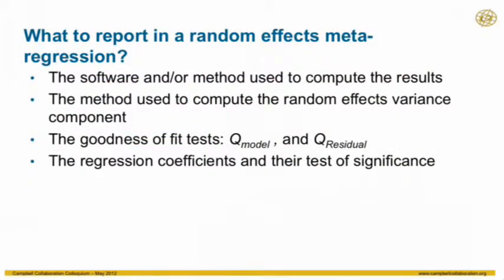All right, so here are things to make sure that we report in a random effects meta-regression. We want to know the software that you used and the methods used to compute the results. That's important because we want to make sure we weren't just a little too eager to get our results and forgot to clean up our standard errors if we just ran everything in SPSS really quickly. We want to make sure that we've made all the appropriate adjustments there. Also the methods used to compute the random effects variance component; there are options there. We used method of moments, could use maximum likelihood, restricted maximum likelihood. The goodness of fit statistics, the Q sub M and Q sub R, we want to know those things and whether or not they're statistically significant. And the regression coefficients, and at least their confidence intervals or p-values. Okay.